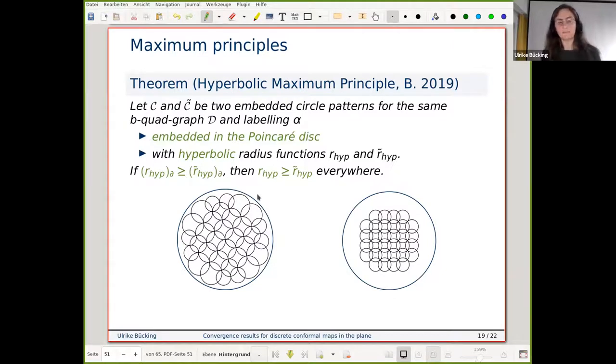like indicated here. And if they are part of the Poincaré disk, then instead of Euclidean radii, we can now consider hyperbolic radii for the same circles. Now we forget about the Euclidean circumcenters and so on, but really consider the circles and their hyperbolic radii. And then it turns out that a similar statement is true, that if the hyperbolic radii of the boundary circles are bigger for all boundary circles, then this also holds in the interior. And it's even stronger: if you have strict inequality at one boundary vertex, then we have strict inequality for all interior vertices.